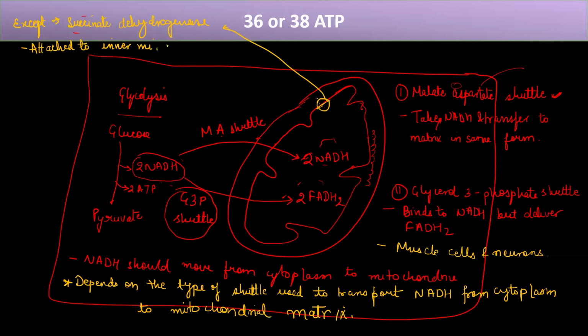Inner mitochondrial membrane. And this thing is important. This is a different enzyme in terms of its location as compared to all other enzymes present in the Krebs cycle. All enzymes, apart from this one, will be here in the matrix only. But this enzyme is in the inner mitochondrial membrane. Now let's move to the electron transport system.